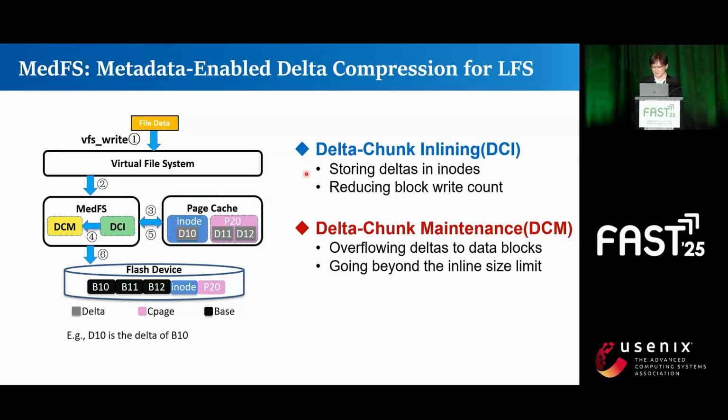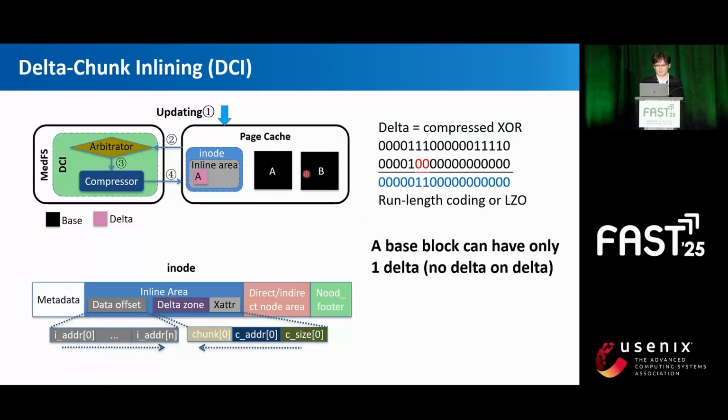Okay, that is the overall architecture of our approach. This shows how DCI works. On update, DCI first compares the base original data with the incoming data to produce the delta. The comparison is based on XOR. As shown in this example, because the change is small, the XOR result contains a lot of 0s.